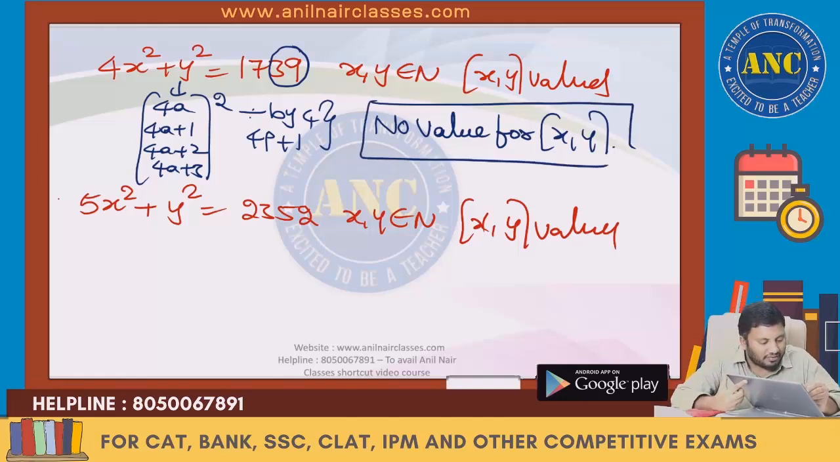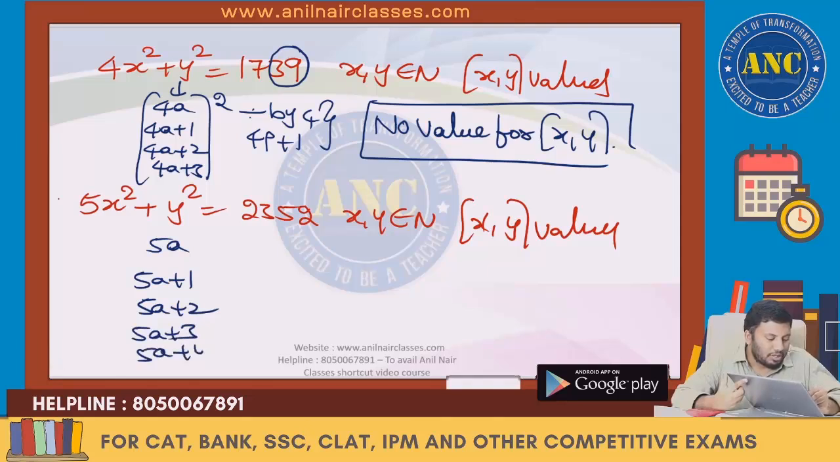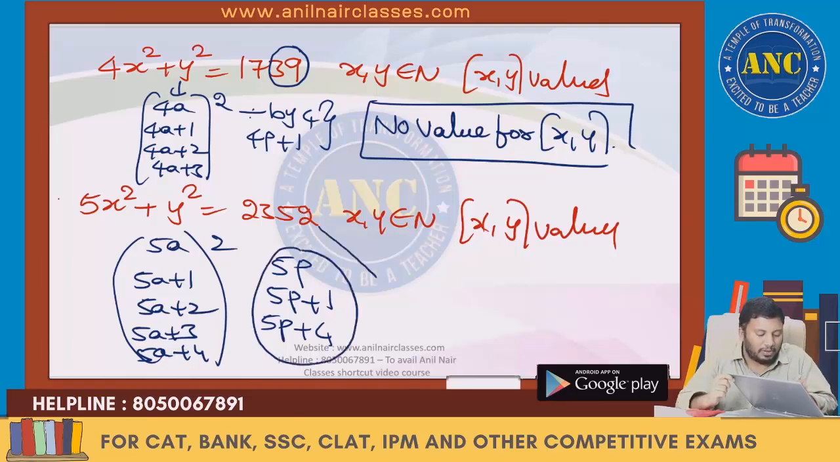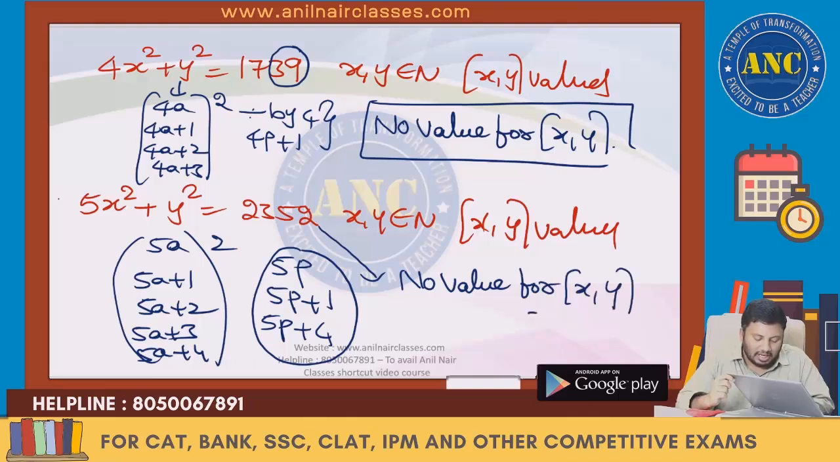Next one, this is 5a square. 5a, 5a plus 1, 5a plus 2, 5a plus 3, 5a plus 4. If I square it, divisible by 5, 1 square gives a remainder 1, 2 square 4 gives a remainder 4, 9 when divided by 5, minus 1, positive remainder 4. 5p plus 1, 5p plus 4. Answer is no value for x comma y exists.